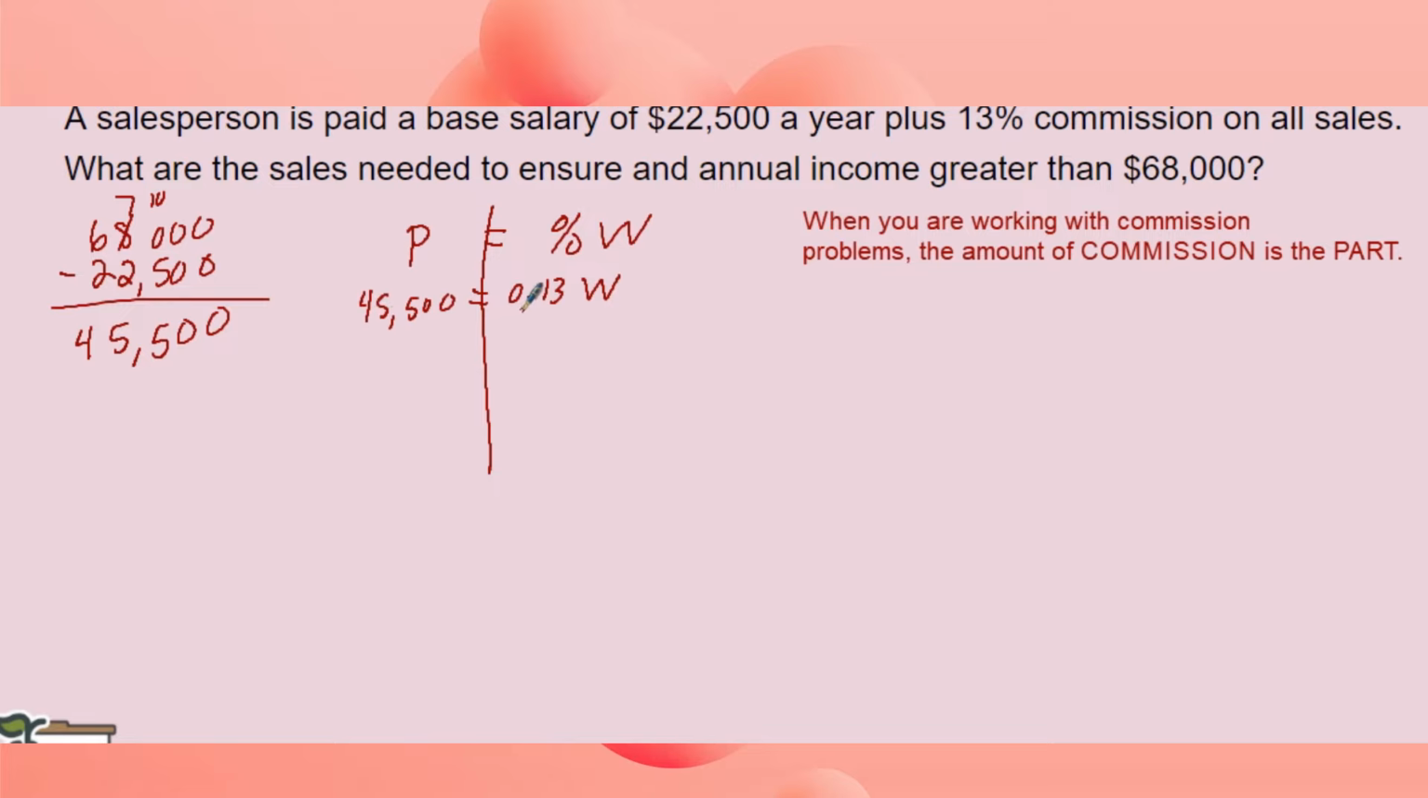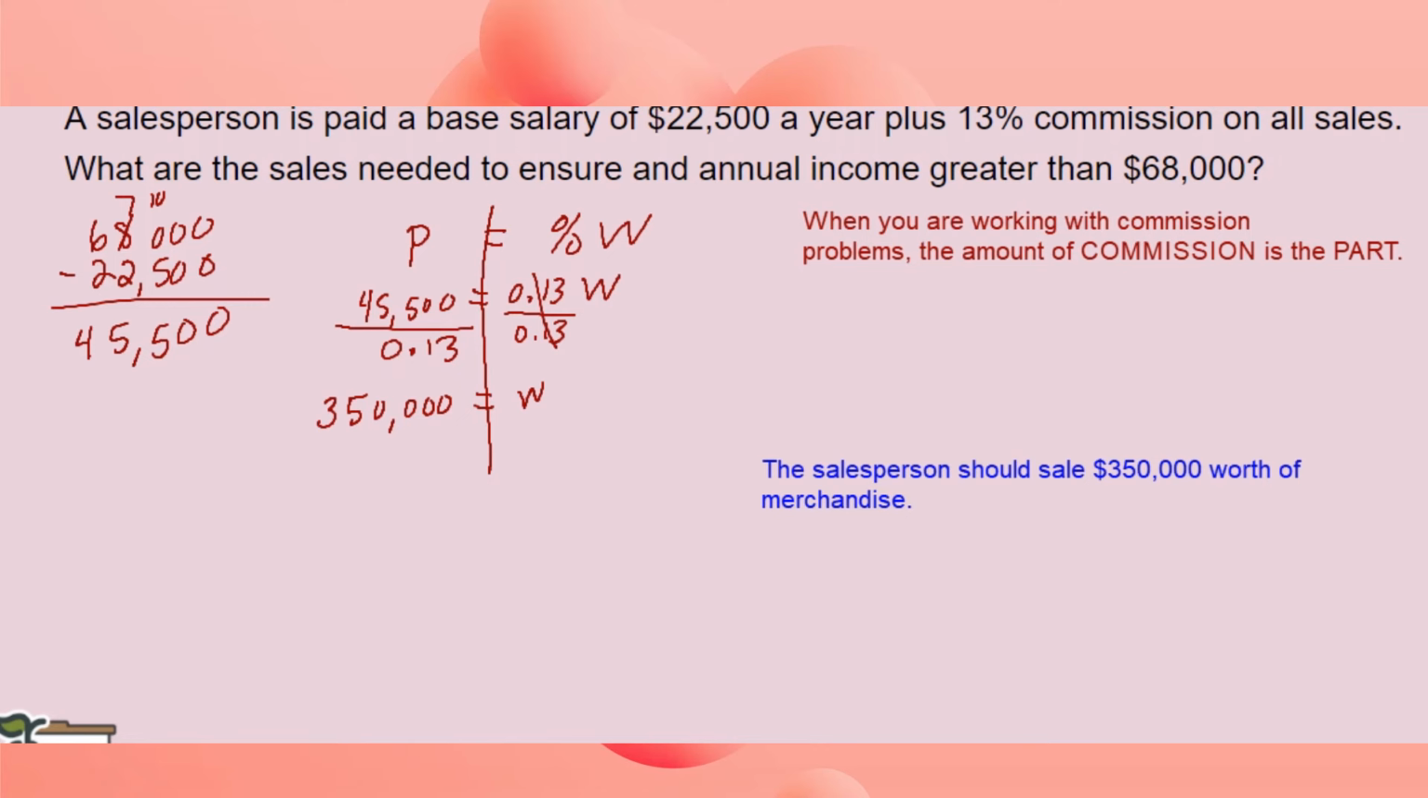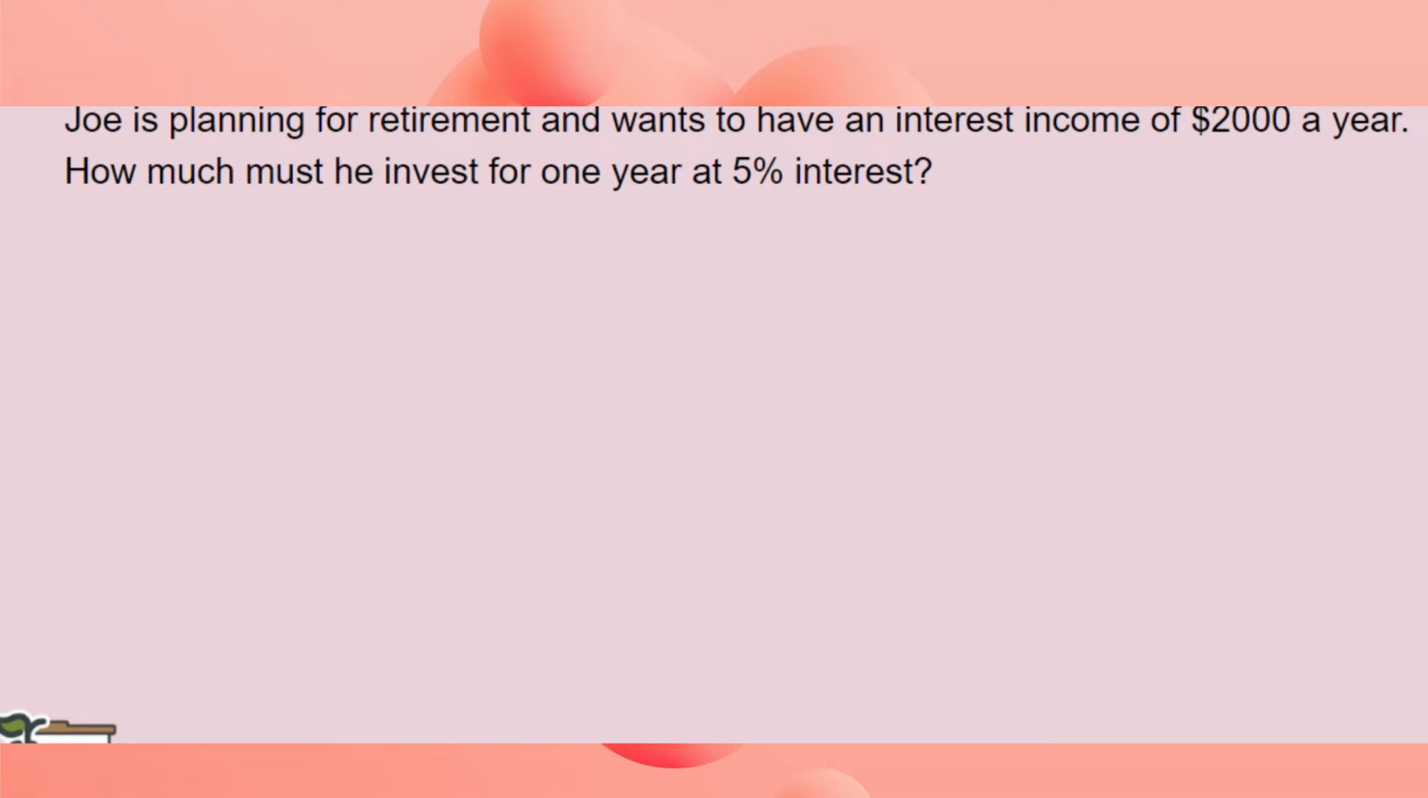Now we need to go ahead and isolate the variable by dividing by 0.13 on both sides of the equal sign to maintain equivalency. I'm left with W on this side, and on my other side, I have to divide $45,500 by 0.13. And when I divide that, I get $350,000. The salesperson should sell $350,000 worth of merchandise.